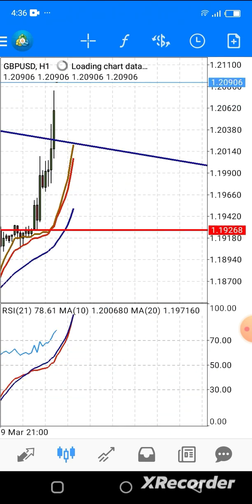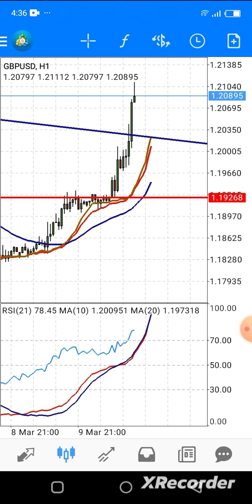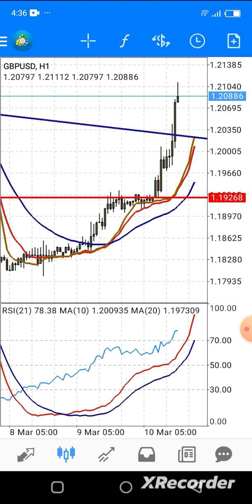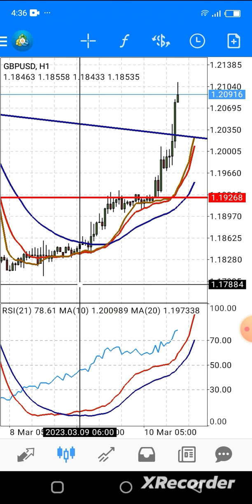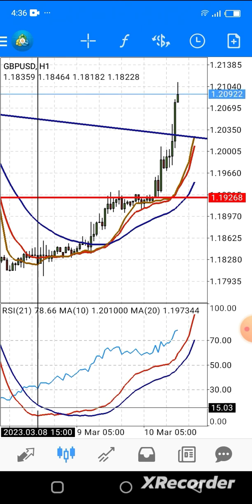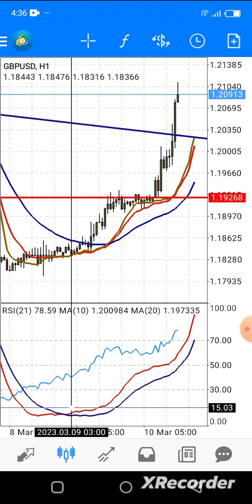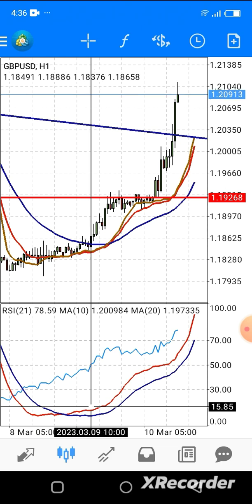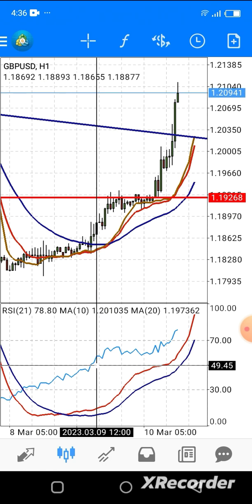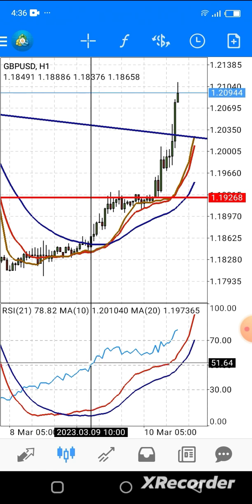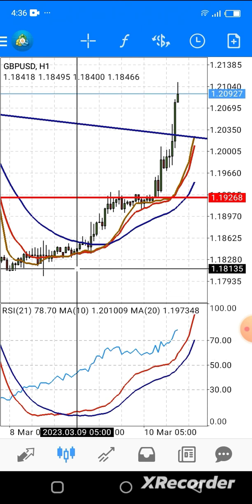So it works on all time frames as well. I'm going to show you something. As you can see, pounds dollar, look at this crossover right here, when this red moving average crossed above the blue moving average on my indicator window. And also my RSI, at that point, was just around 50. When it was around 50, as you can see, market hasn't moved.